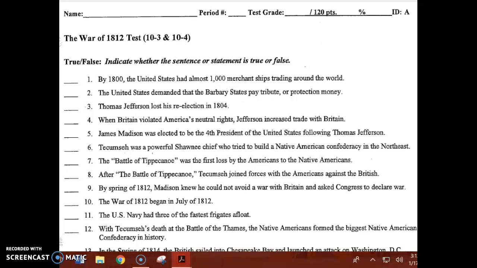Number 9. By the spring of 1812, Madison knew he could not avoid a war with Britain, and he asked Congress to declare war. Number 10. The War of 1812 began in July of 1812. Number 11. The U.S. Navy had 3 of the fastest frigates afloat. Number 12. With Tecumseh's death at the Battle of the Thames, the Native Americans formed the biggest Native American confederacy in history.